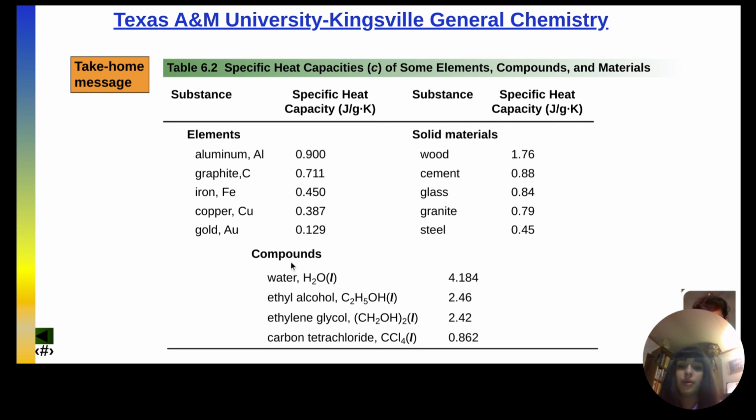Moving on to our compounds, water, H2O, is a liquid. The specific heat capacity for that is 4.184. Ethanol, C2H5OH, a liquid, is 2.46. Ethylene glycol, C2H4(OH)2, a liquid, is 2.42, and carbon tetrachloride, CCl4, a liquid, is 0.862. Once again, those numbers are our specific heat capacity, and the compounds are here.